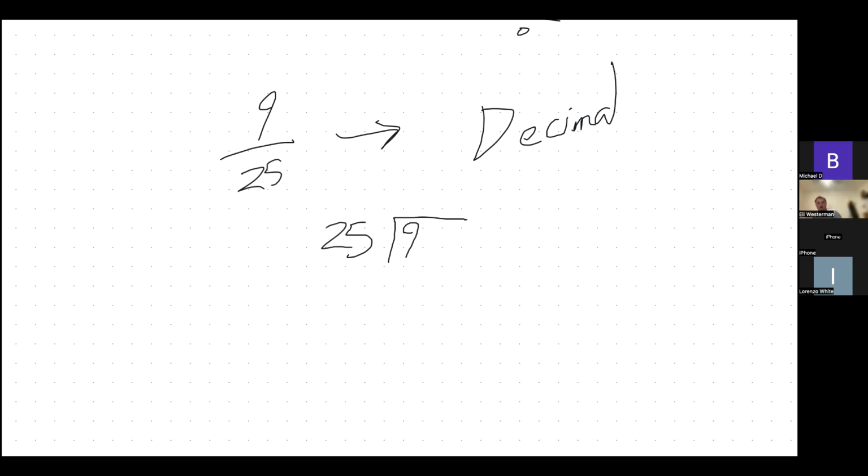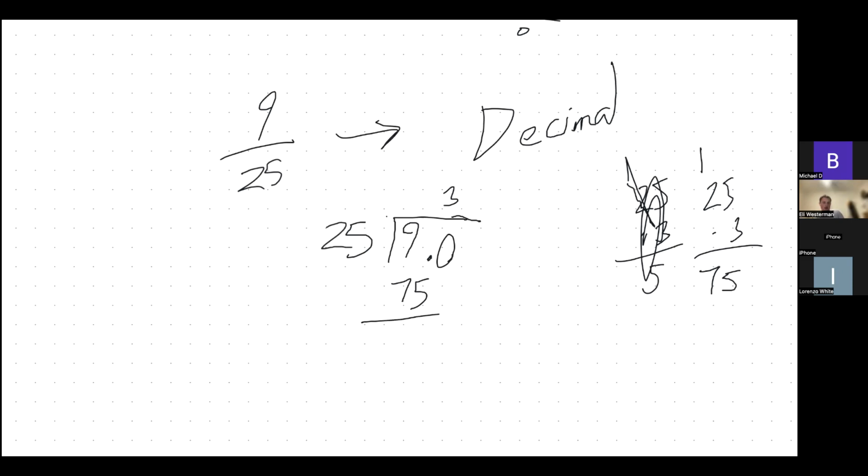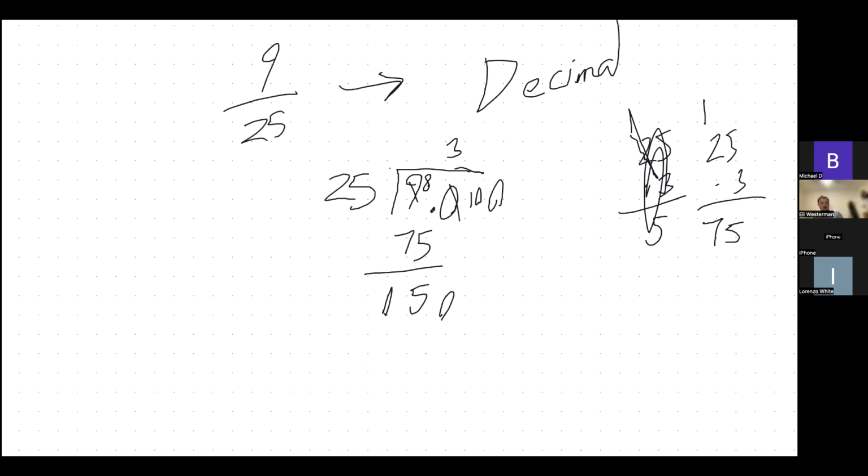So let's see, 9/25. First thing we need to do is add a decimal and add a 0. 25 goes into 9 how many times? 25 times 3, 5 times 3 is 15, 2 times 3 is 6 plus 1 is 7, so 75. So 3, 75. 90 minus 75 is 15. We'll bring a 0 down. So how many times does 25 go into 150? 25 times 6: 5 times 6 is 30, 2 times 6 is 12 plus 3 is 15. 150, 0. So the answer is 0.36.